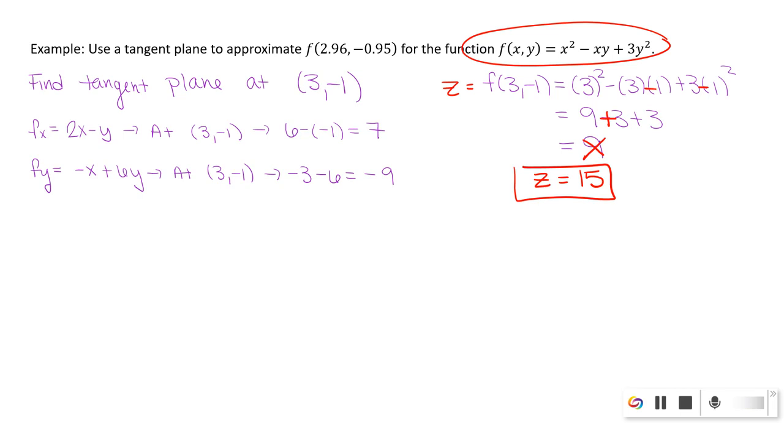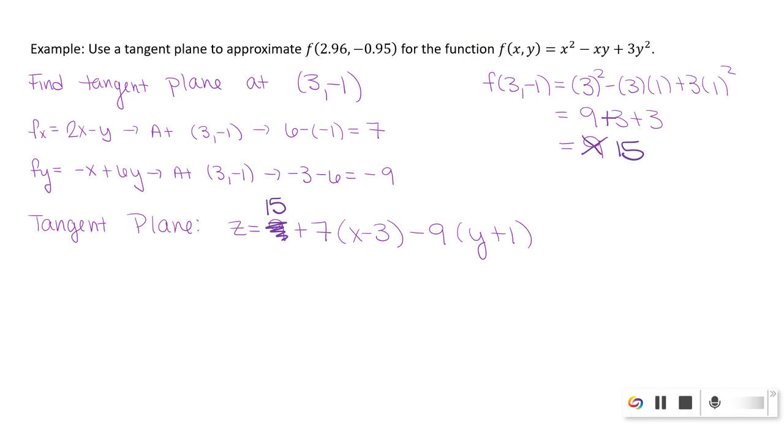I just noticed I had a little mistake there. It should have been -1 for y. So I end up getting a z value of 15. So my z value is 15. I know my partial derivatives, and then I'm just going to plug that into my tangent plane equation. So the equation would be z = 15 + 7(x - 3) - 9(y + 1). So there's my tangent plane.